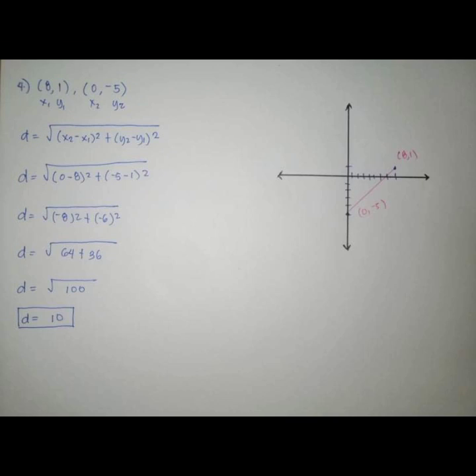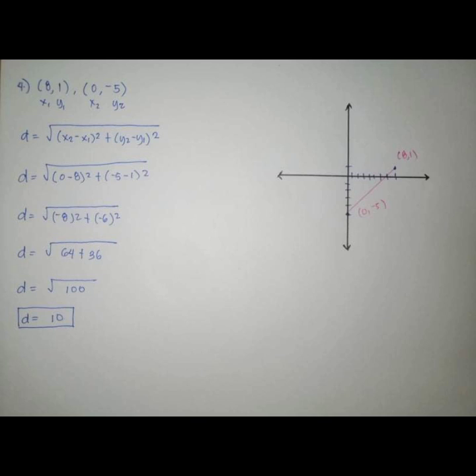So next, number 4 we have (8, 1) and (0, -5). So (8, 1) is x sub 1 and y sub 1. So the other is x sub 2 and y sub 2. So we have the formula d is equal to the square root of (x sub 2 minus x sub 1) squared plus (y sub 2 minus y sub 1) squared.